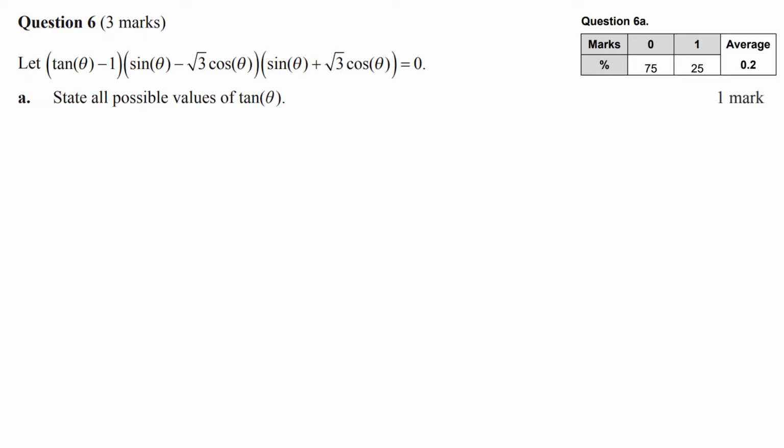Okay, so how do we solve this question? First of all, you need to recognize I should use the null factor law here, right? One of these brackets has to be 0. So let's start with the first one: tan theta minus 1 equals 0. I can move the 1 to the other side, so I get tan theta equals 1. And then I can do tan inverse of 1, and I get theta equals 45 degrees or pi on 4 radians.